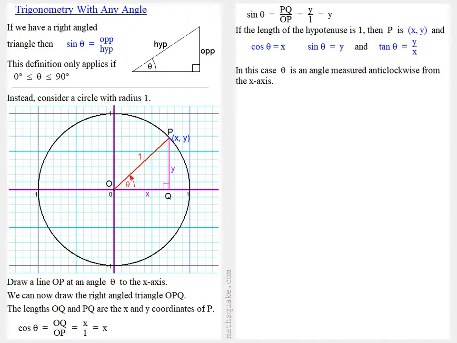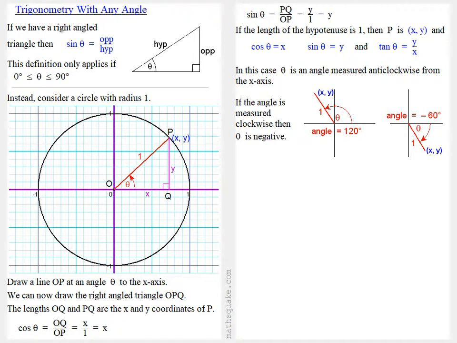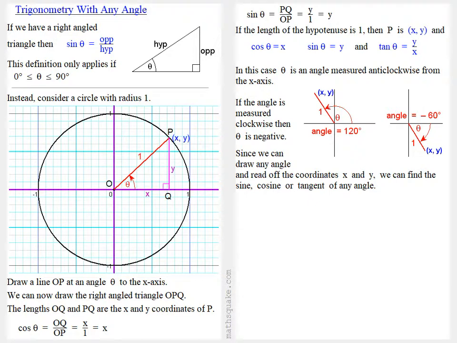In this case, theta is an angle measured anti-clockwise from the x-axis. If the angle is measured clockwise, then theta is negative. We can see this in the two diagrams. In the first diagram, theta is 120 degrees. In the second diagram, because we're going clockwise, the angle is minus 60 degrees. Now, since we can draw any angle and read off the coordinates of x and y, we can find the sine, the cosine, or the tangent of any angle.